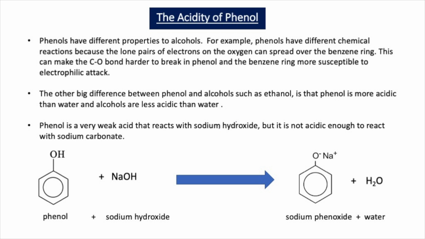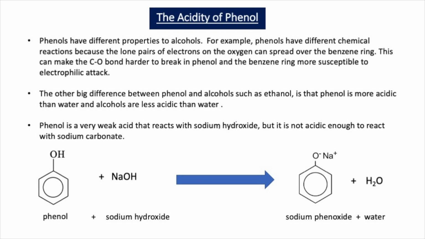Now, phenols have different properties to alcohols. That's why they're classed as a completely different functional group. Now remember, the functional group of a molecule is the part of a molecule that determines its chemical reactions. Now, there are differences in the chemical reactions that phenols undergo compared to alcohols because the lone pairs of electrons on the oxygen can spread over the benzene ring in phenol and make the C-O bond harder to break.